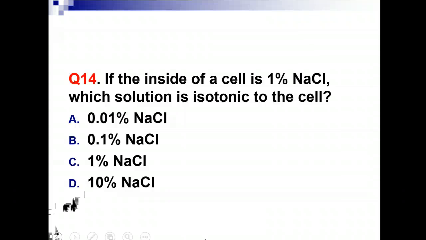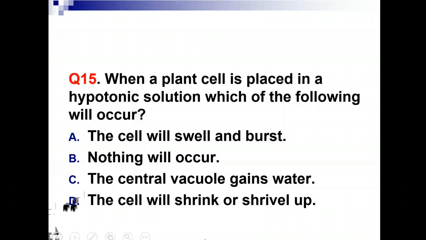Let's review. Question 14. If the inside of a cell is 1% sodium chloride, which solution is isotonic to the cell? Choose the correct answer. In this question, you are choosing the solution that is isotonic to the one in the question. Remember, isotonic means the same concentration. Question 15. When a plant cell is placed in a hypotonic solution, which of the following will occur? Choose the correct answer.